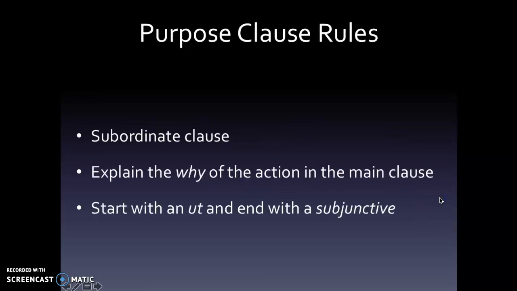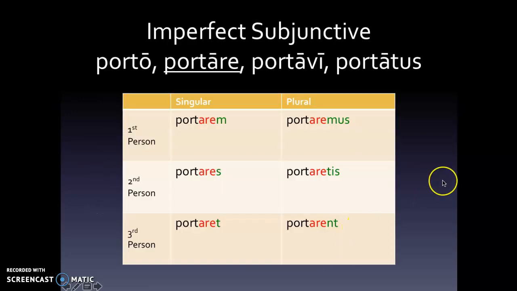So a purpose clause is a type of subordinate clause. It explains the why of the action in the main clause, meaning why something is happening or being done. It will start with an ut, and it will end with a subjunctive. Since it ends with a subjunctive, it is useful to review subjunctives very quickly.